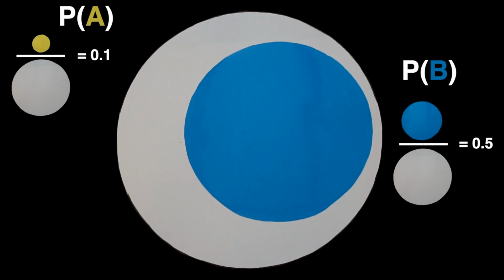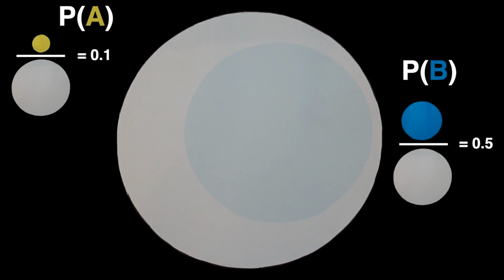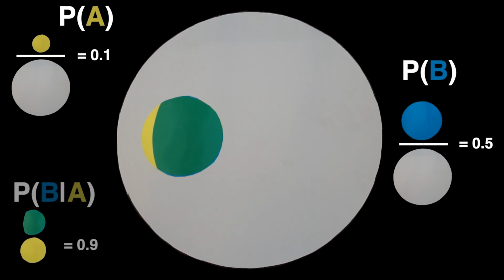Now that we've collected the base rates for the probability of A and the probability of B, let's clean the slate and introduce the first conditional probability. The data has been collected, and it appears that when A is true, there's a 90% chance that B is true also. Said another way, the probability of B given A is 0.9. Accordingly, we can see the green sliver takes up 90% of the yellow circle.